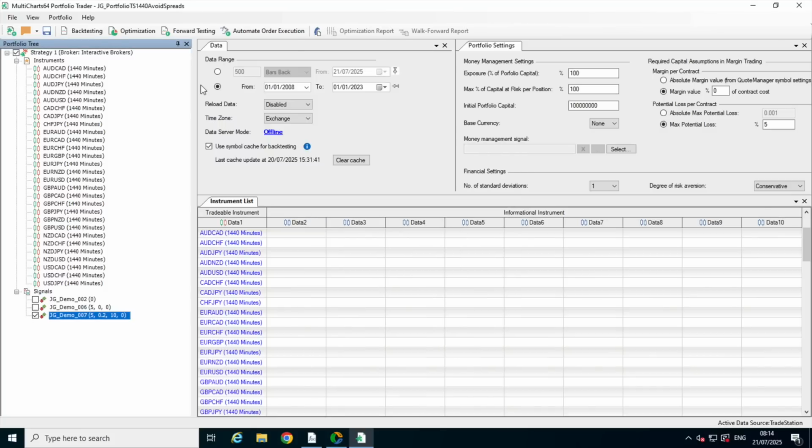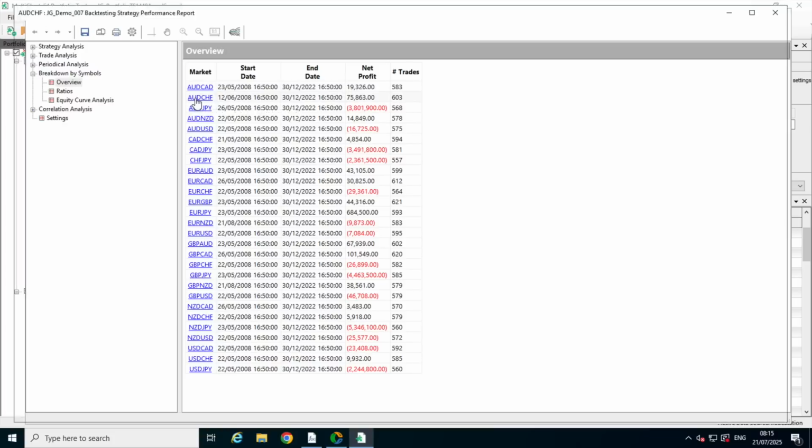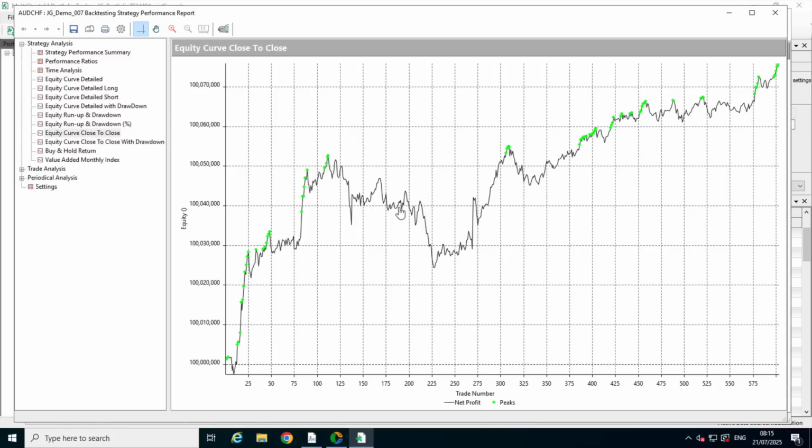So let's quickly back test those 28 markets. And here's the results. So essentially, I'm just looking for some relatively high net profit numbers and some reasonably consistent equity curves. So the first one, 19,000, not that great, 75,000 Australian dollar, Swiss franc. The equity curve is definitely going up, but for a large part, it's sort of spent going sideways.